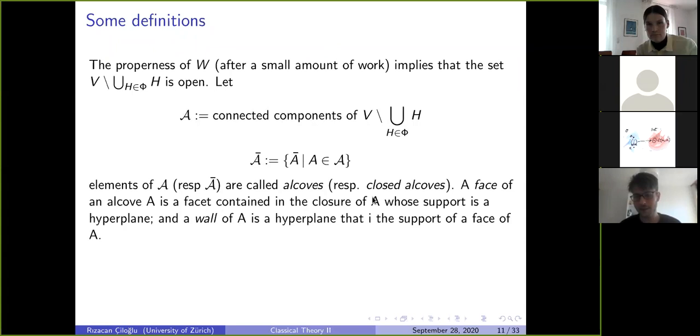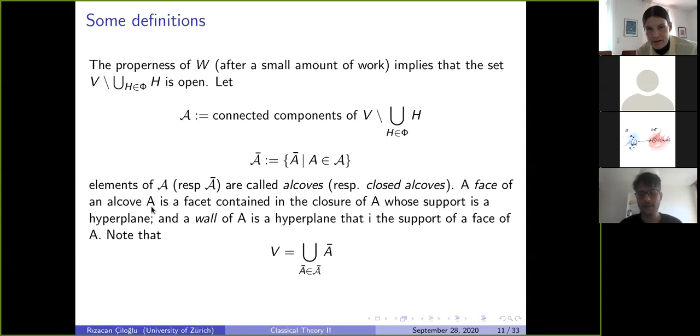And for an alcove, we will define something called a face. A face of an alcove is just a facet contained in the closure of A whose support is a hyperplane. So it has to be codimension one, basically. And a wall of A is a hyperplane that is the support of a face of A.